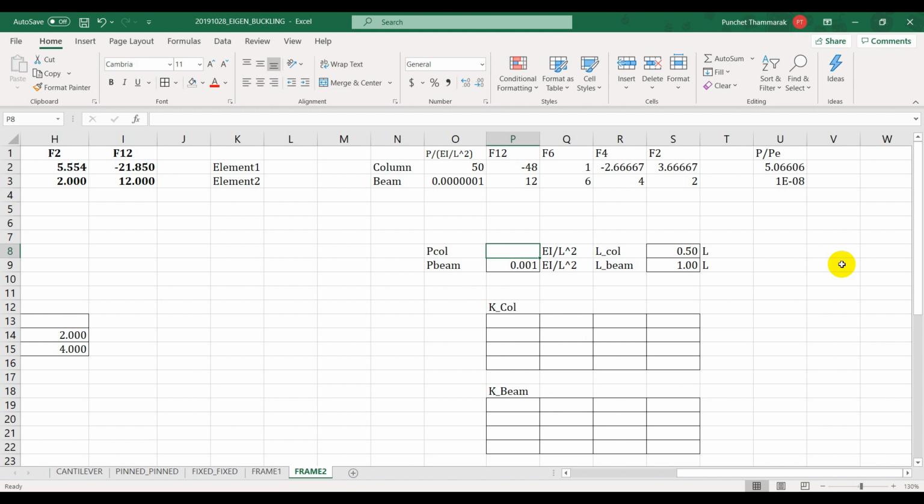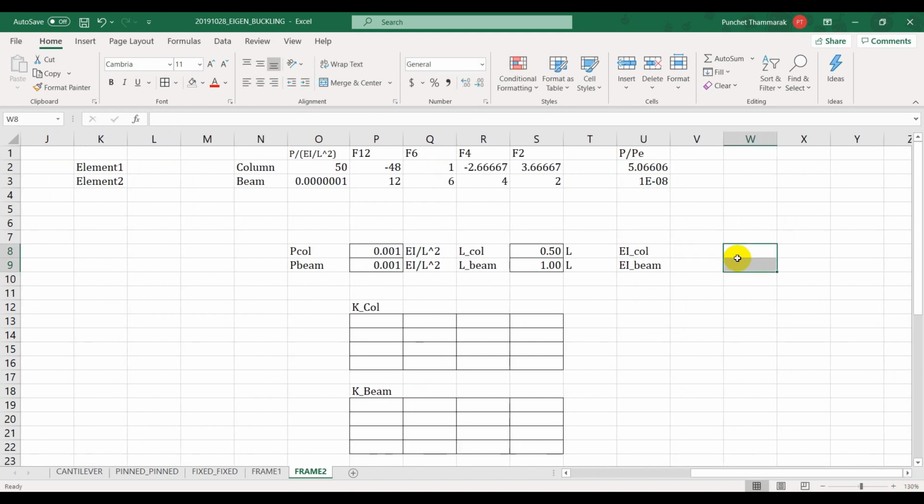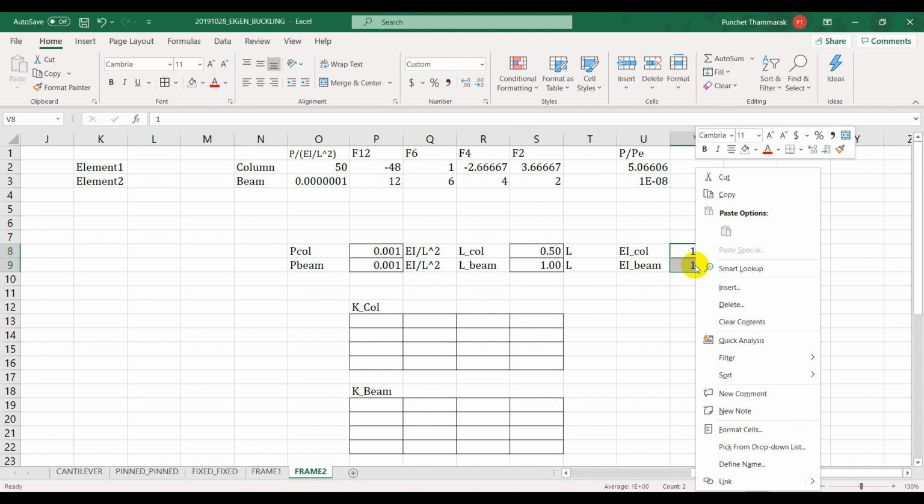And P column 0.001 as well. Okay. Let me just give the EI column and EI beam. EI for a column, so right now 1.0 for both. Oh, why is it?